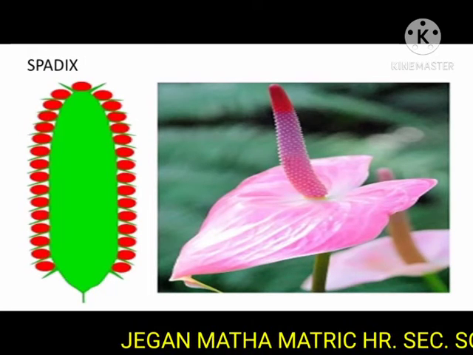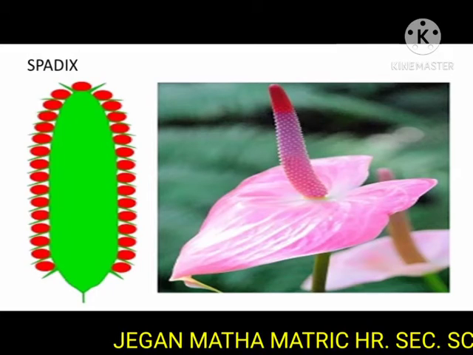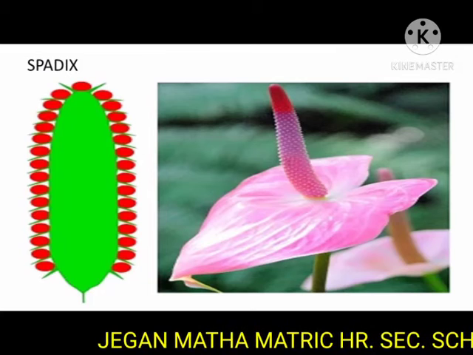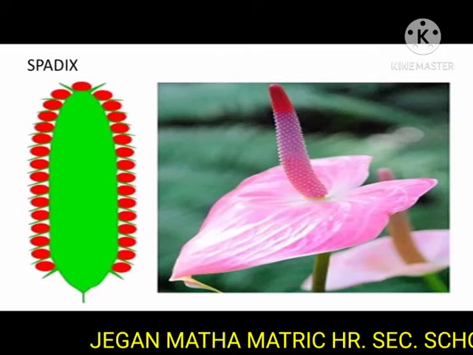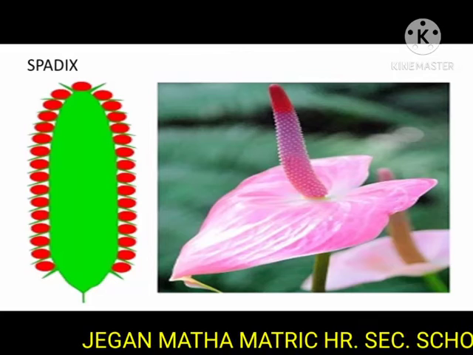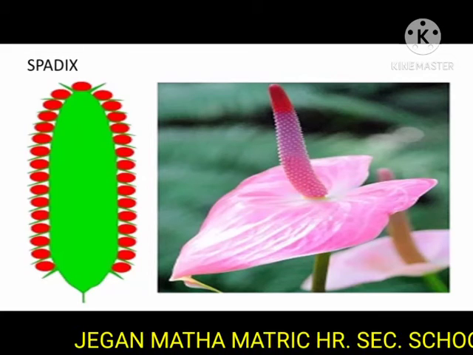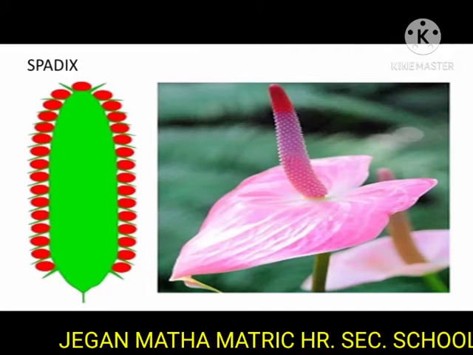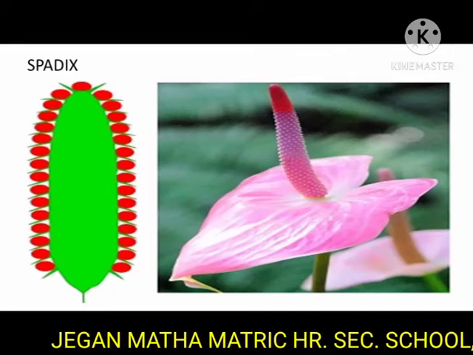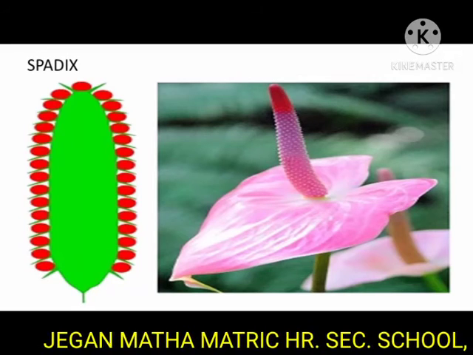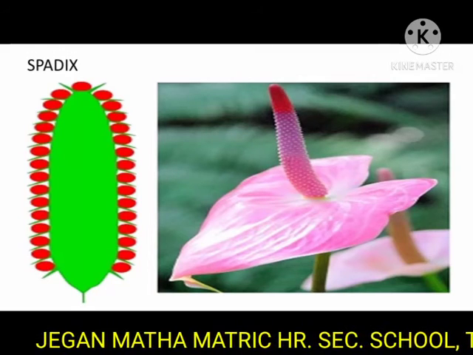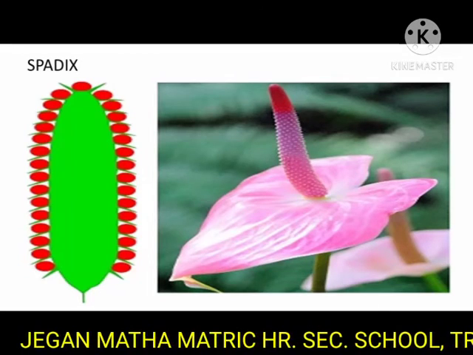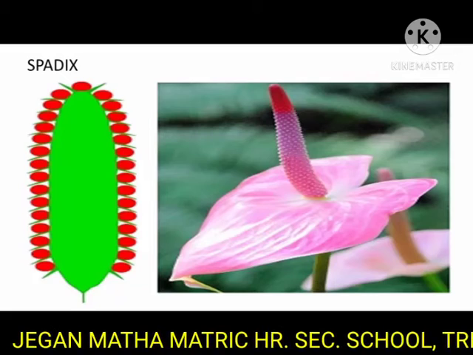Spadix. An inflorescence with a fleshy or thickened central axis that possesses many unisexual sessile flowers in acropetal succession. Usually, female flowers are found towards the base and male flowers are found at the apex. The entire inflorescence is covered by a brightly colored or hard bract called spathe.